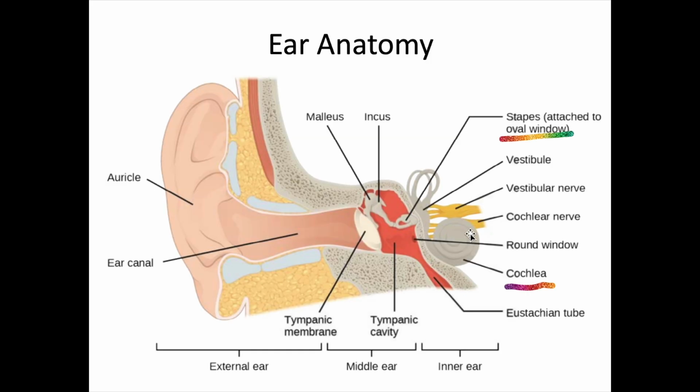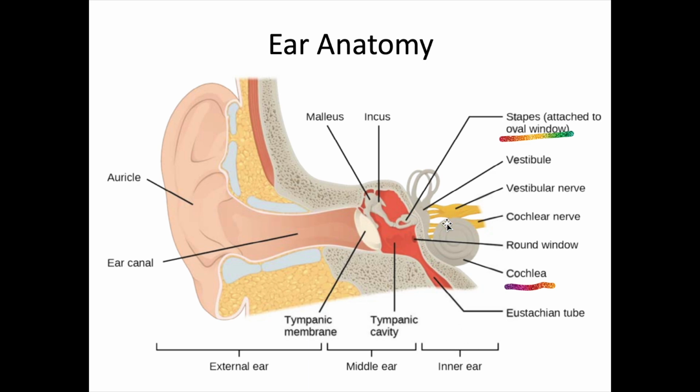Back to our figure here. Here's where the stapes touches this window, and this snail-looking spiral structure here is called the cochlea. So the three bones were part of this middle ear. The ear canal was part of the outer or external ear, but now we're talking about the cochlea. We're in what's referred to as the inner ear.